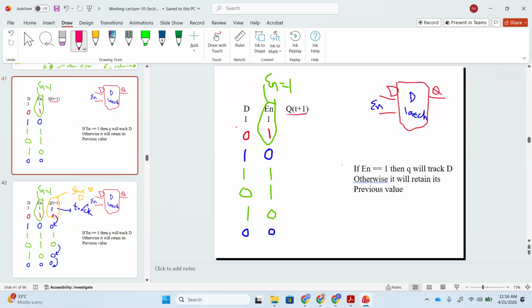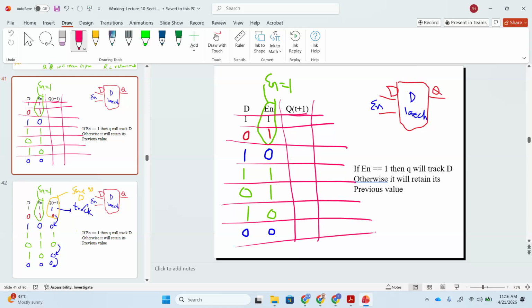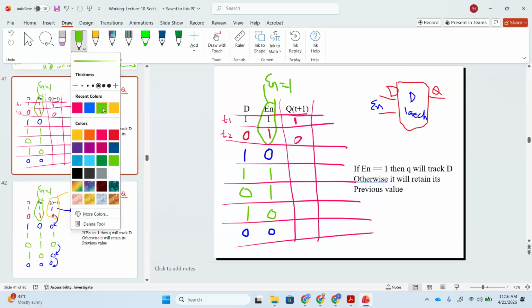What will be the value of Q at T plus 1? Anyone may answer. So Q at T plus 1 will be 1. Clear? At time t1, it will be 1. At time t2, what will be the value of Q at T plus 1? Anyone may answer. Zero. It's 0. Okay, now D is 1 and enable is 0. It will retain its previous value. What will be the output? Anyone may answer.